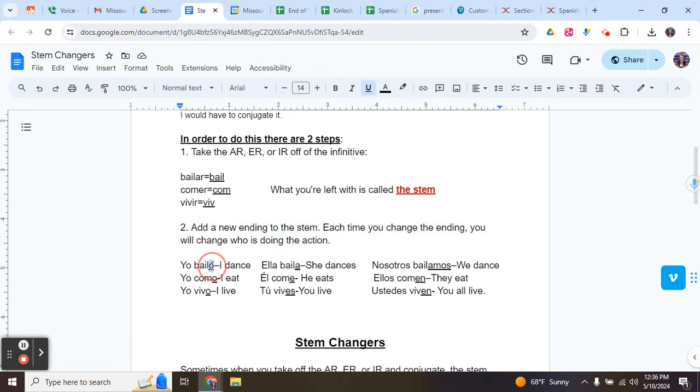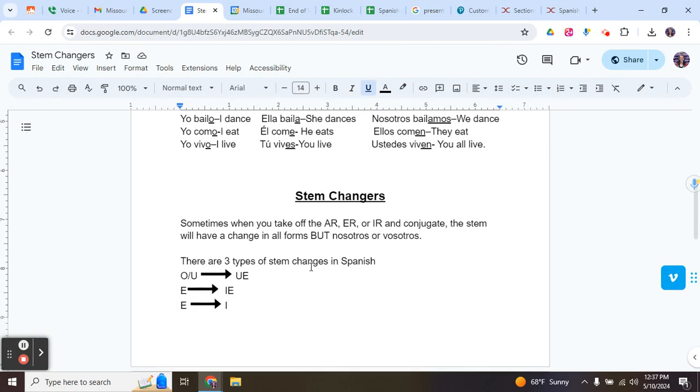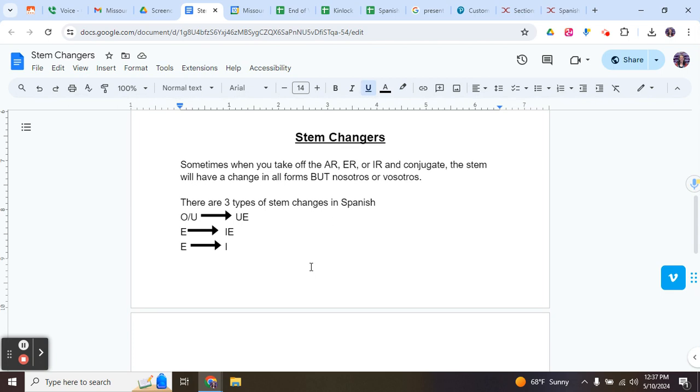So if we put a new ending on of O to say yo bailo, that means I dance. Or yo como, that means I eat. And yo vivo means I live. Notice how it no longer means to dance, to eat, or to live. Now someone's doing it. If I put an A on the end of an AR verb, ella baila, that means she dances. But when it's an ER verb, for ella, it'd be an E, okay? And I'm going to stop there because this is all the conjugation notes. Hopefully you already know that different verb endings change. You have your charts. What I really want to address right now is the stem will sometimes change, okay?